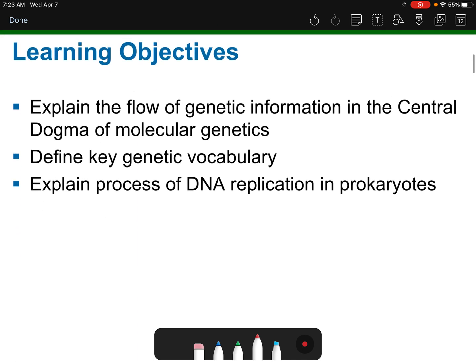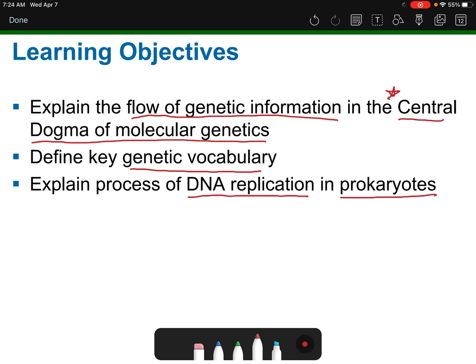All right, your learning objectives for this first part of your notes is to really explain the flow of genetic material through the central dogma of molecular genetics. Now, this is one of the most important concepts that I want you to take away from this chapter, because this is something you're going to see throughout any of your intro biology courses or things like that in college. It really explains how your DNA codes for your traits. We'll be looking at some different genetic vocabulary, kind of a review of some of the things you studied in biology, and then we'll look at DNA replication as it pertains to prokaryotes.